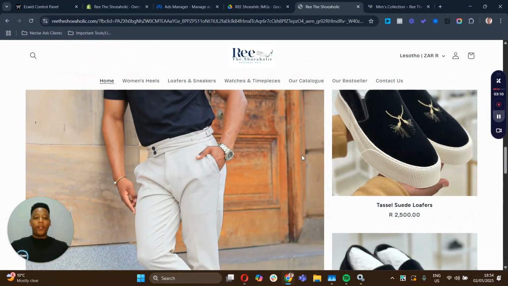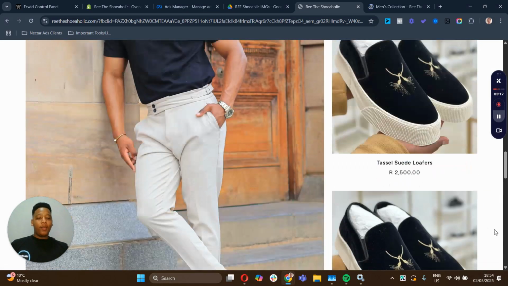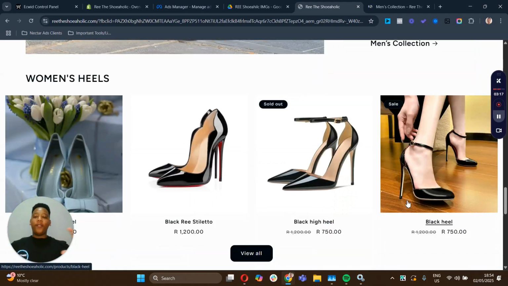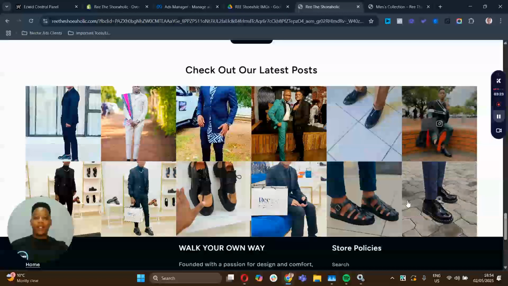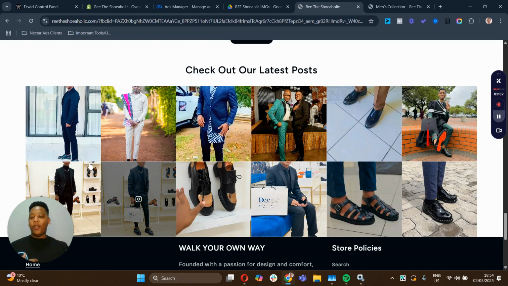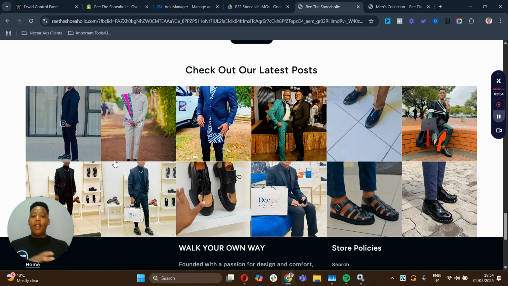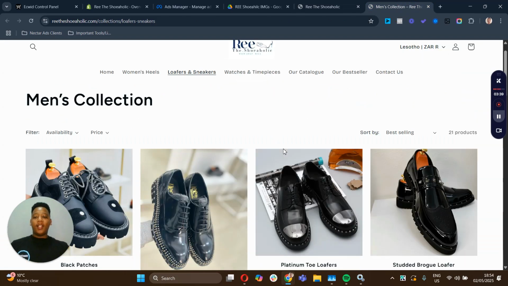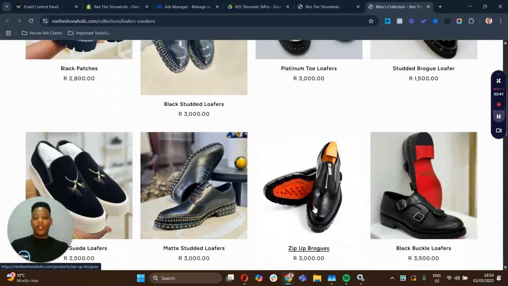Beyond that, we have an outfit of the month with this highlighted pair of shoes as well, and also it leads to the men's collection. We have the women's heels as well, so even on the homepage, we are showcasing the shoes that the women can buy, whilst also understanding that if you look at this feed from their Instagram, majority is focused on men's footwear, and also them in their more formal and sometimes even casual settings as they wear these shoes. So this is essentially their product selection.